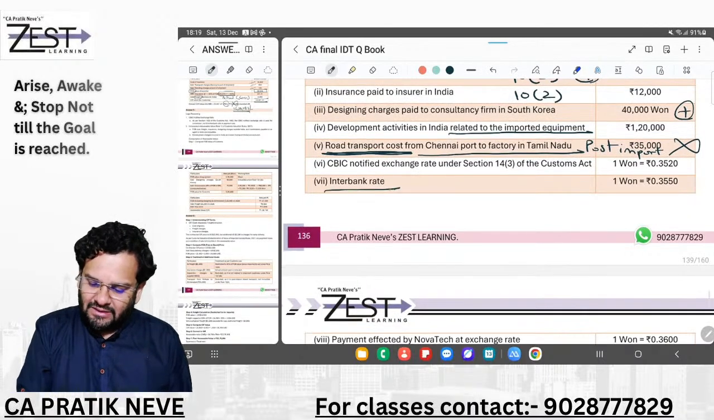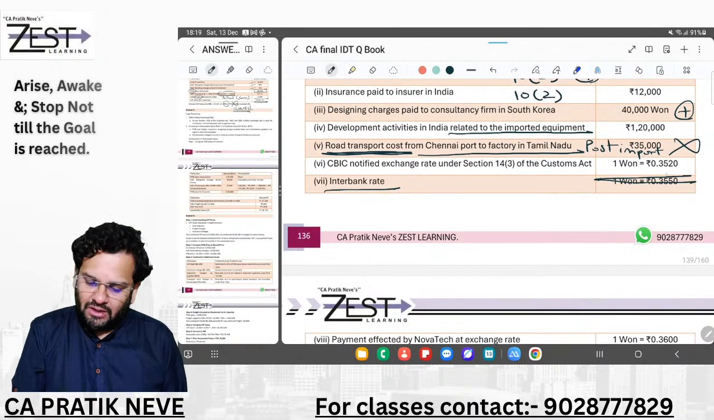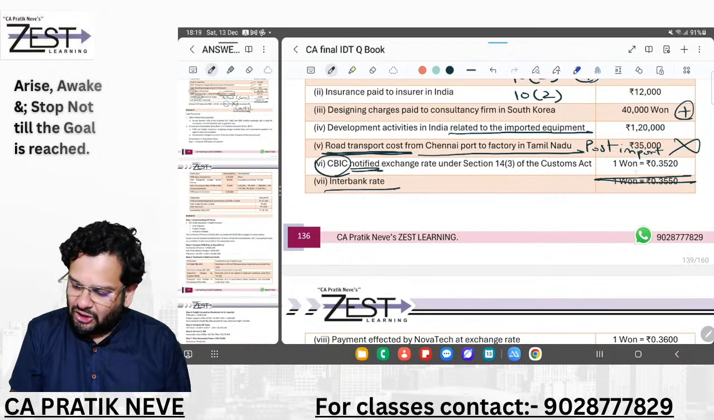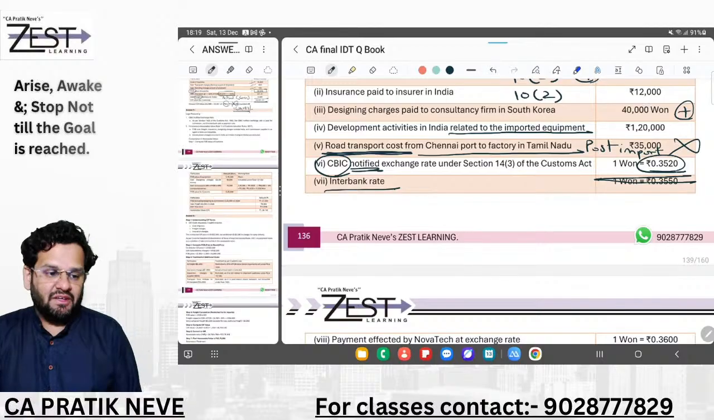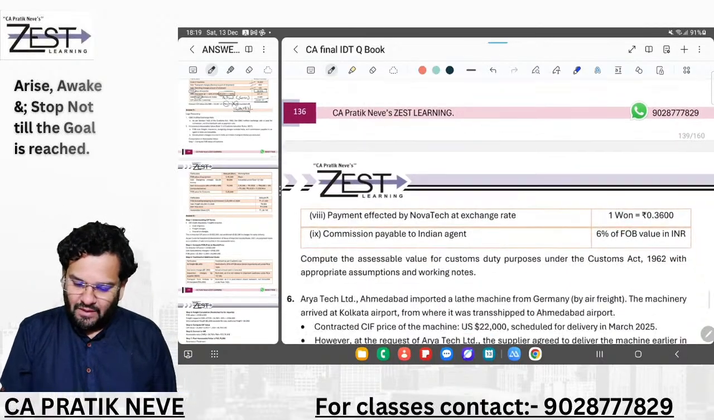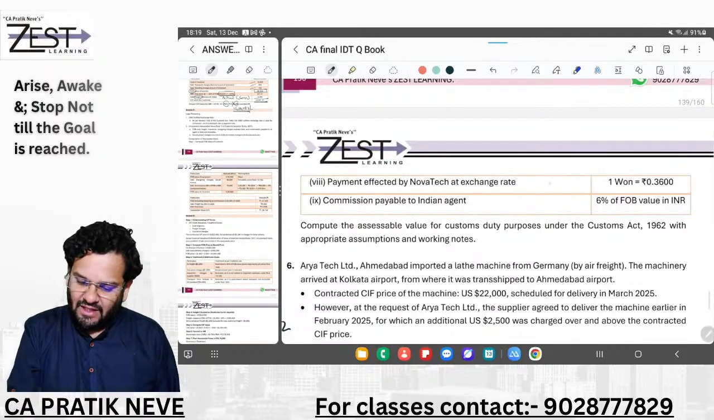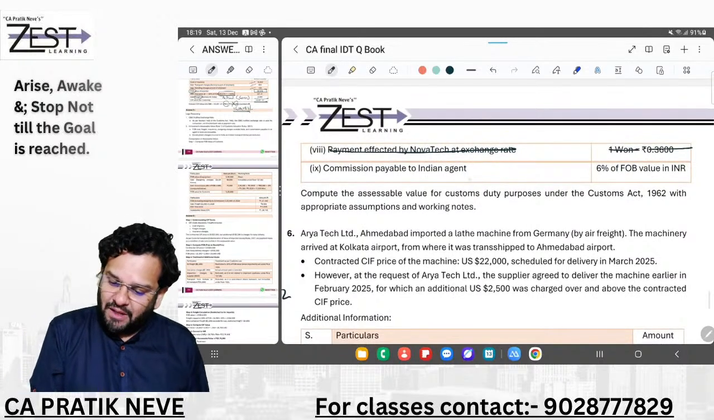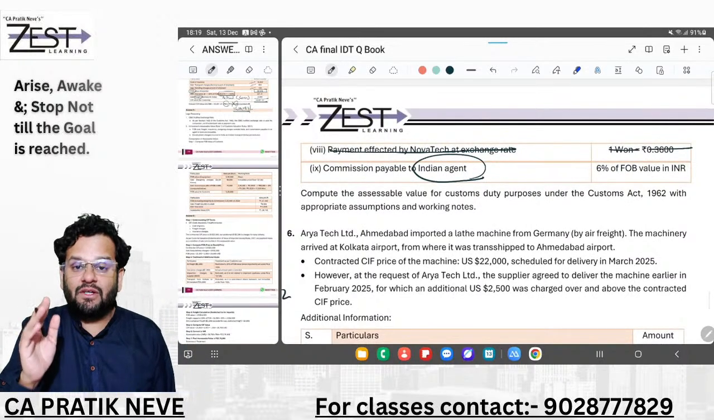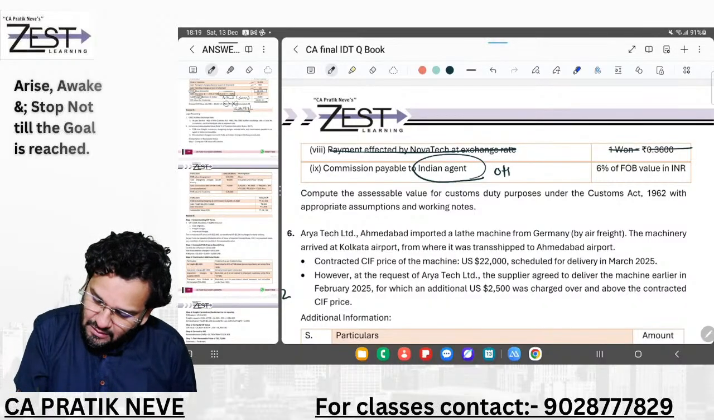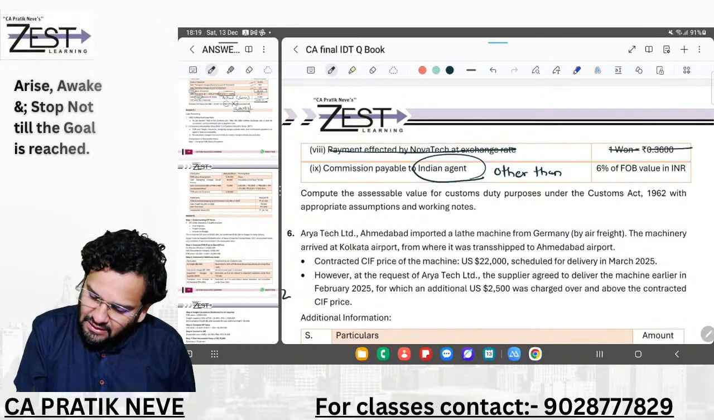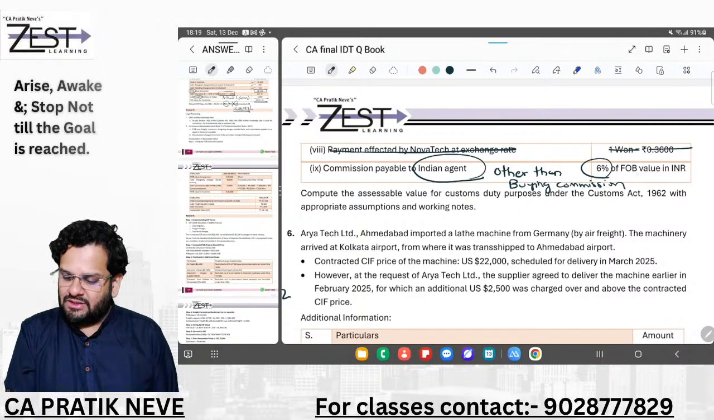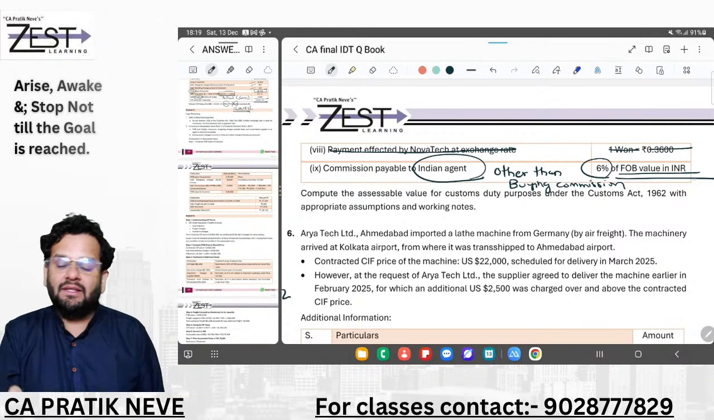Now interbank rate: neglect, because we want to consider the CBIC notified rate of exchange. So it is 0.3520. Payment effected: we are least bothered with at what exchange rate the payment is effected. And commission payable to Indian agent will be included. This is other than buying commission. So you should include this while computing FOB itself. It is 6% of FOB value in INR.